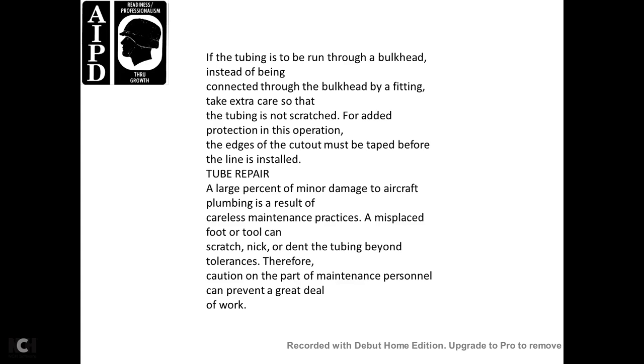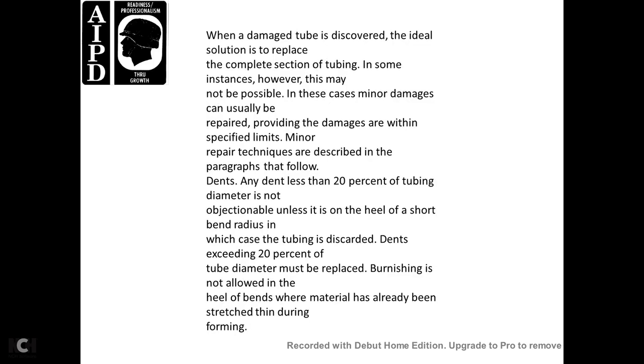Tube repair. A large percentage of the minor damage to aircraft plumbing is a result of careless maintenance practice. A misplaced foot or tool can scratch, nick, or dent the tubing beyond tolerance. Therefore, caution on the part of maintenance personnel can prevent a great deal of work. When a damaged tube is discovered, the ideal solution is to replace the complete section of tubing. In some instances, however, this may not be possible. Minor damage can usually be repaired provided the damage is within specified limits. Minor repair techniques are described in the paragraphs that follow.